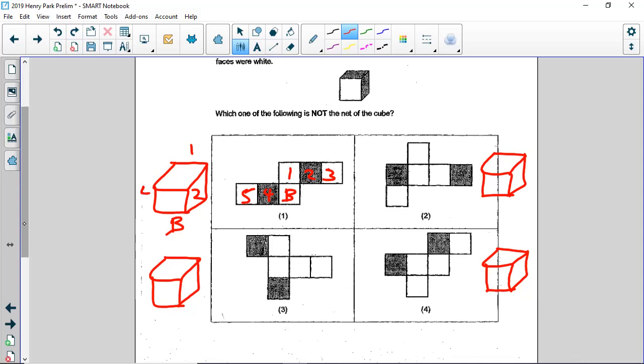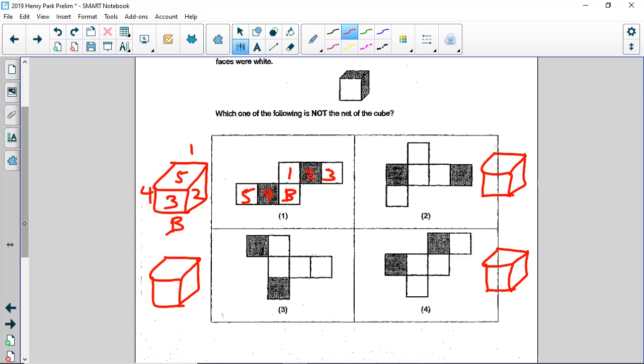And then your 4 is here, right? And then where's your 5? Your 5 is the rooftop. And then what else? Where's your 3? Your 3 will be here. Okay, all right.